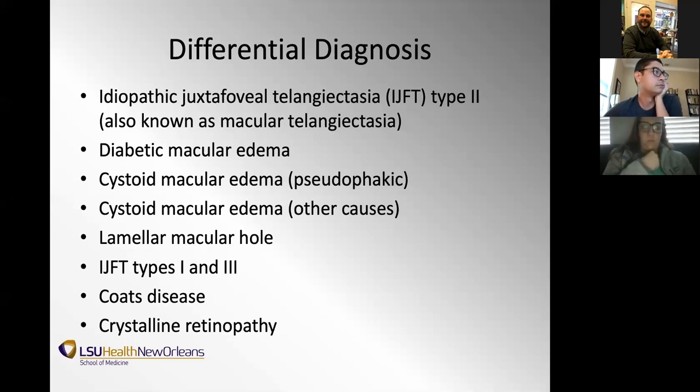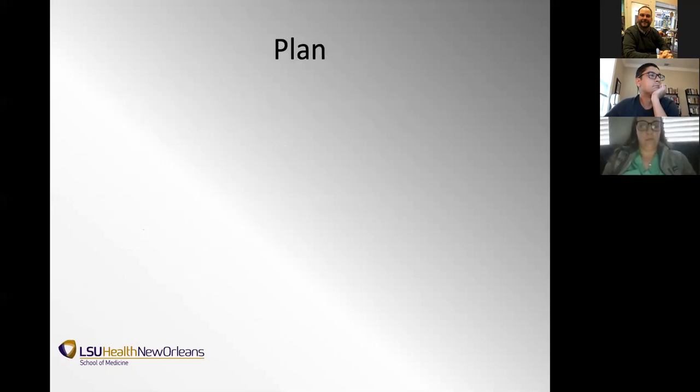So based on the presentation and the exam findings and the ancillary testing, our top diagnosis was idiopathic juxtafoveal telangiectasia type 2. Our plan was to observe, and we have observed the patient for about 4 months, and she recently followed up, and she's stable. Her visual acuity is still 20/50 in her left eye, 20/25 in her right eye, and currently we'll continue to observe her. And I'll now talk about this condition.